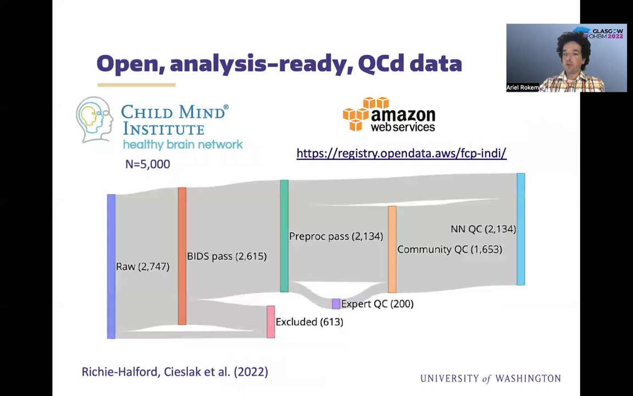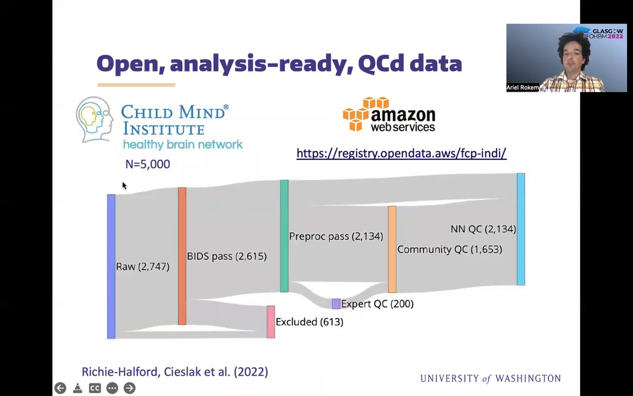In particular, I'd like to focus on the Child Mind Institute's Healthy Brain Network, and that's because one of the barriers to using this data is that it needs to be processed, it needs to be quality controlled, and for a dataset of this size, that can be pretty cumbersome and hard for people who are only getting started in this field. And so what we've done is to create an open, analysis-ready, and quality-controlled dataset from the Healthy Brain Network diffusion MRI dataset.